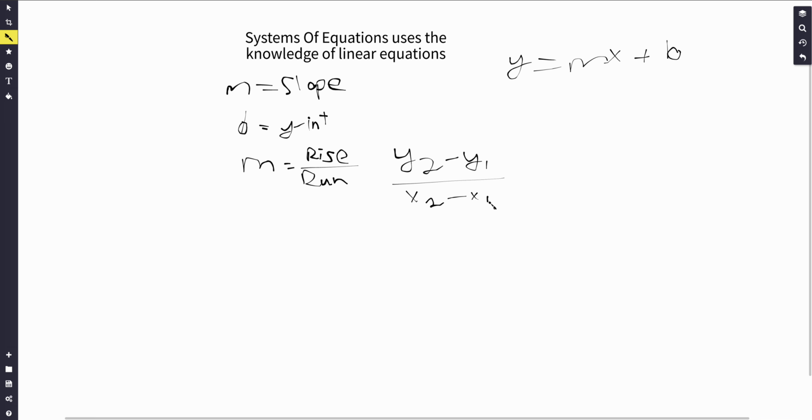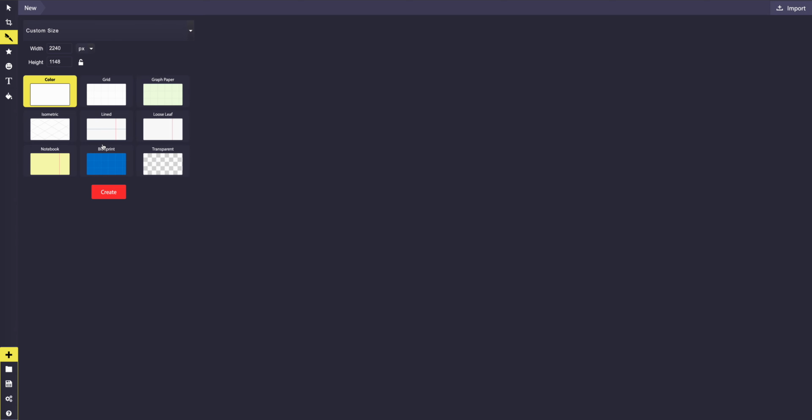Okay, those are the key concepts you should know before going into systems of equations, but just as a quick refresher, just remember these rules. Okay, let's get into what systems of equations are.